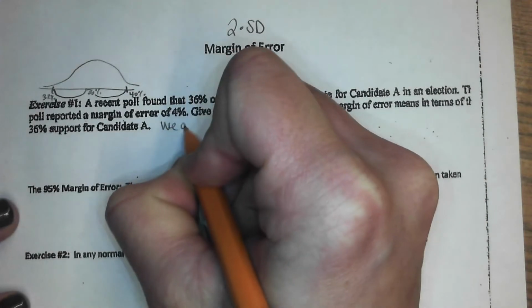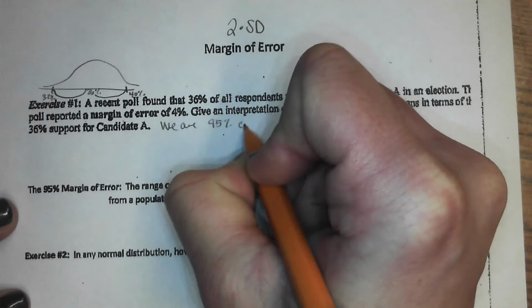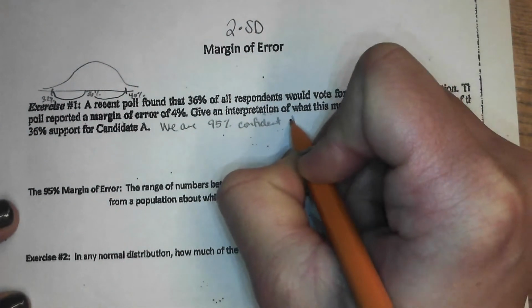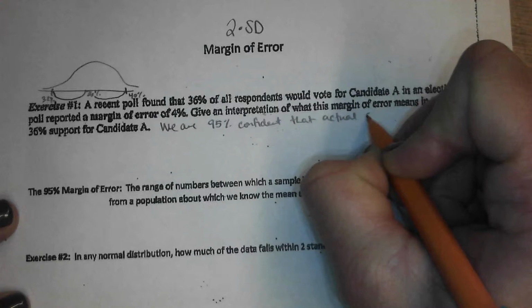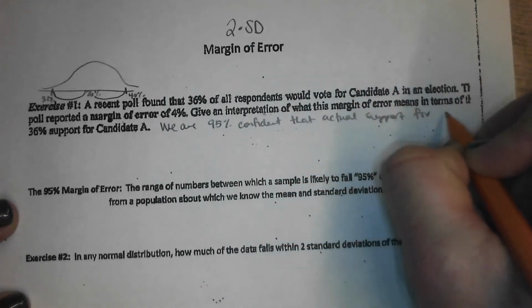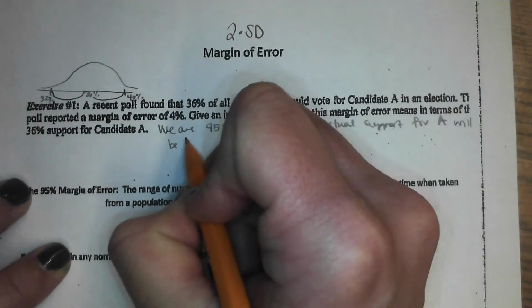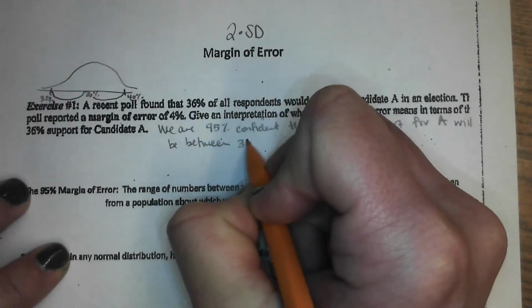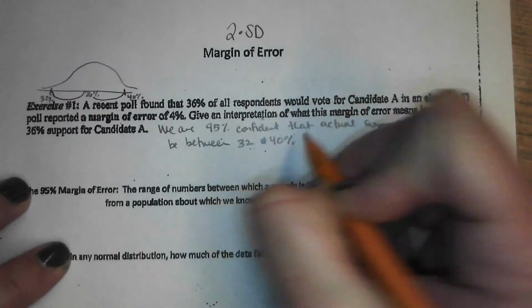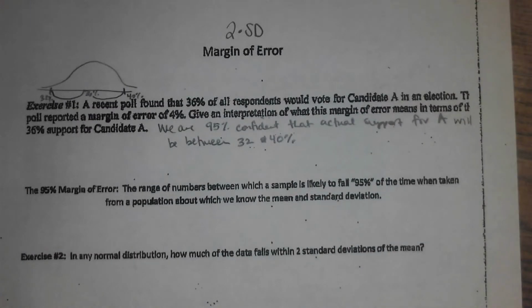So we are 95% confident that actual support for person A will be between 32 and 40%. Our sample said, and this just happened, well, not just, I guess, it was a few years ago now, but the projected poll numbers that come out in a presidential election, that's just a projection. There's always a margin of error there, right?